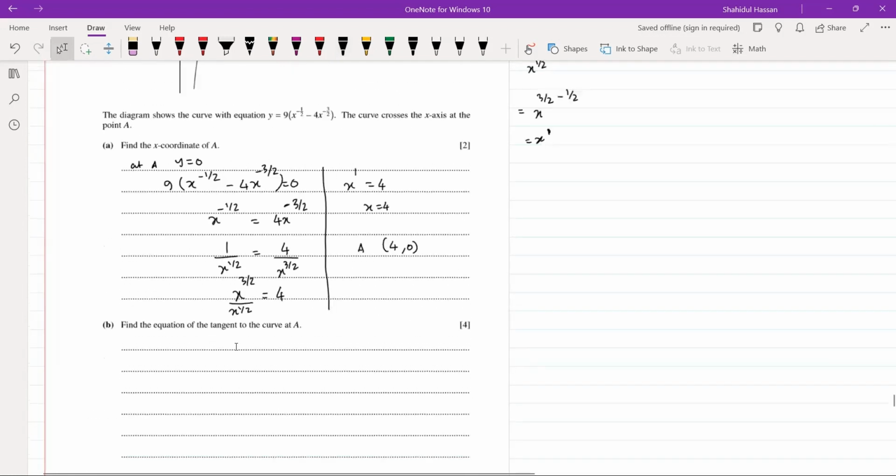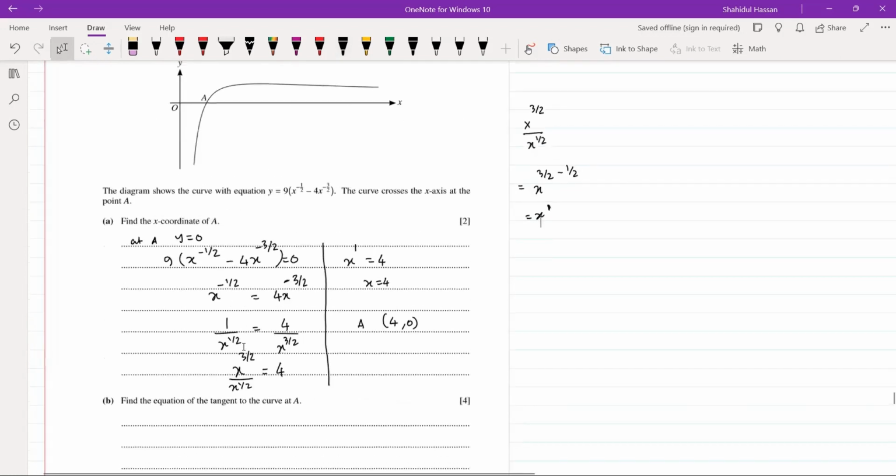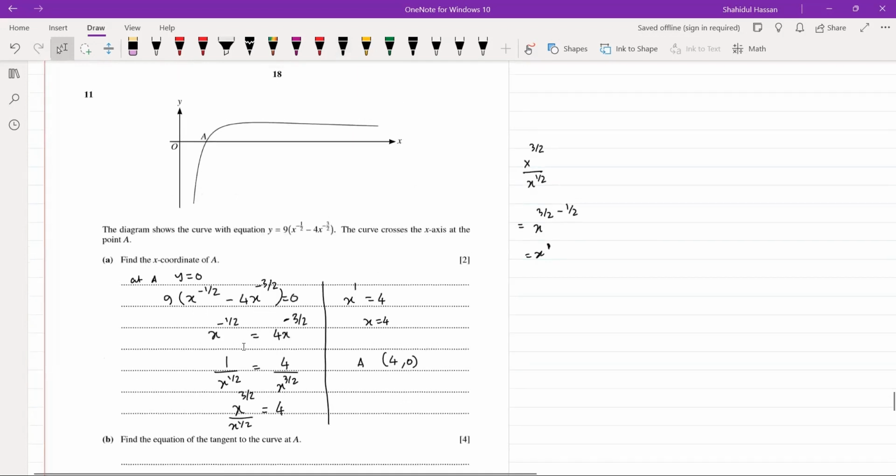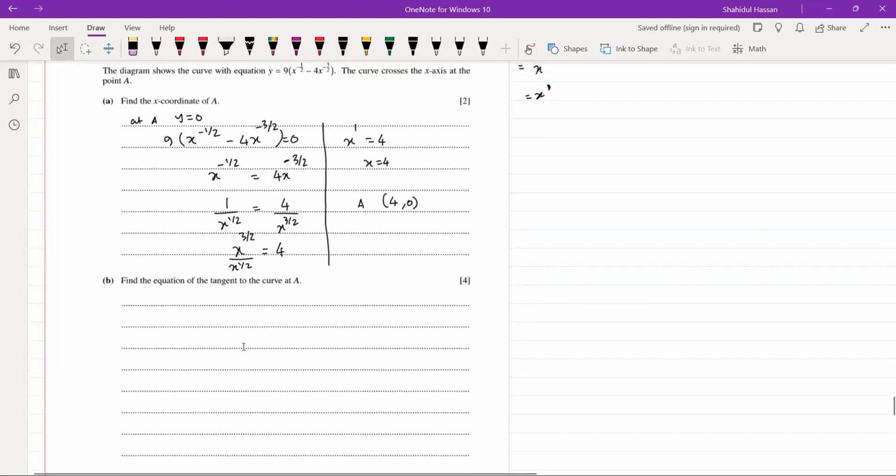Now the next question is find the equation of the tangent to the curve at A. To find the equation, I need the gradient and I need a point. The point is already there, 4, 0. Now I need the gradient. So to find the gradient, we're going to start with the function y equals to 9 x to the power minus half minus 4 x to the power minus 3 by 2. To find the gradient, we need to do differentiation.